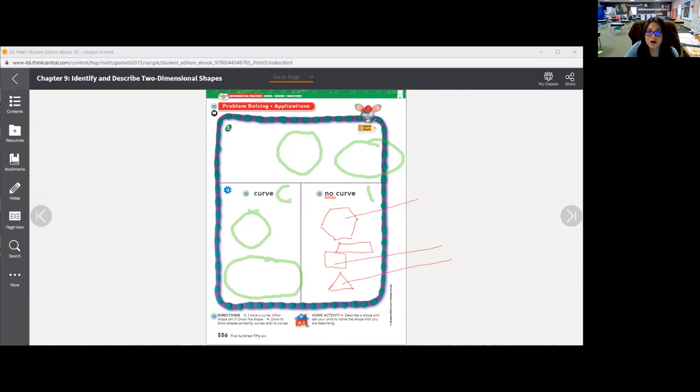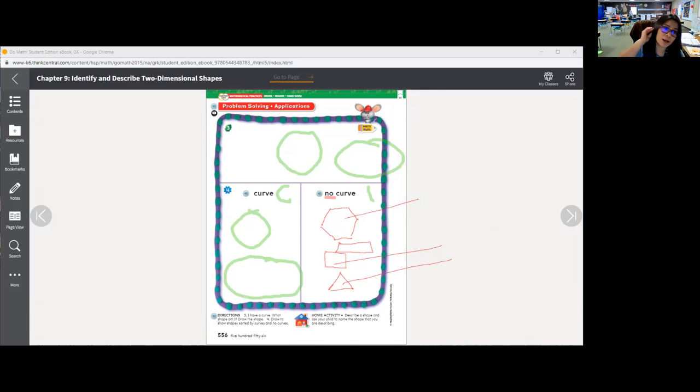These shapes right here are all alike because they all have sides, okay? And they have no curve. That's why they're alike, because they all have sides. These two shapes are alike because they have curve. So remember, alike is where they have something the same. Even though they're not the same shape and they're called something different, they have something in common, right?